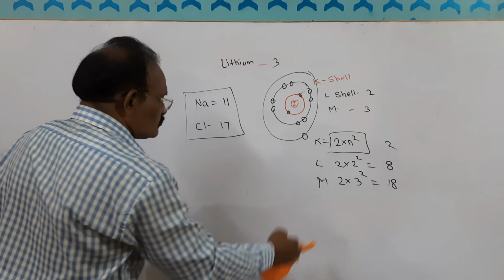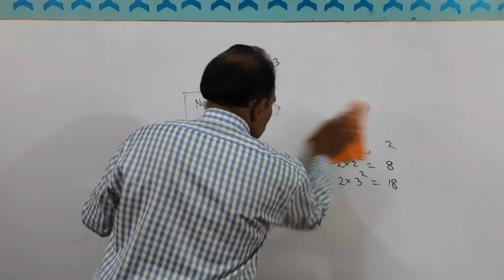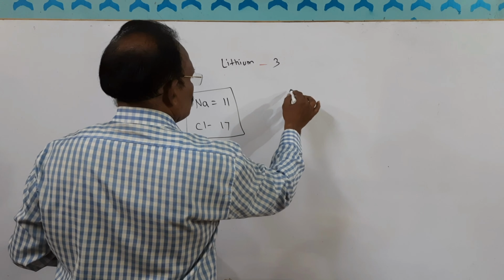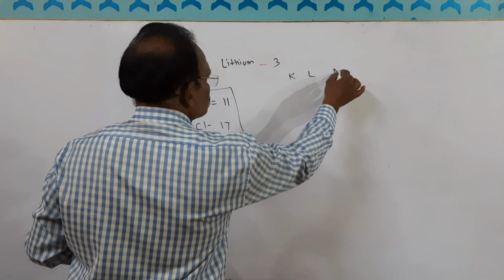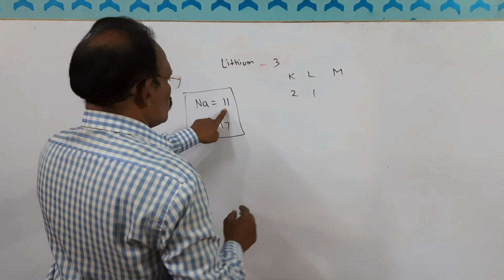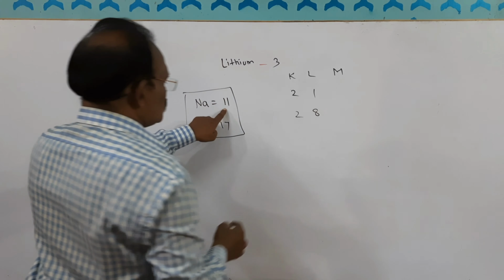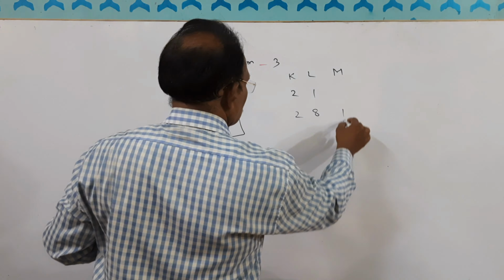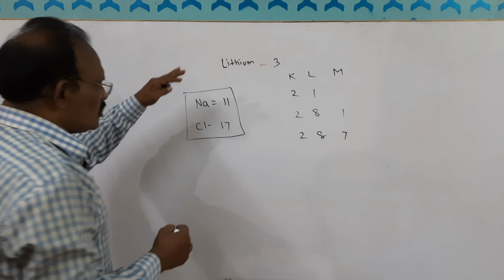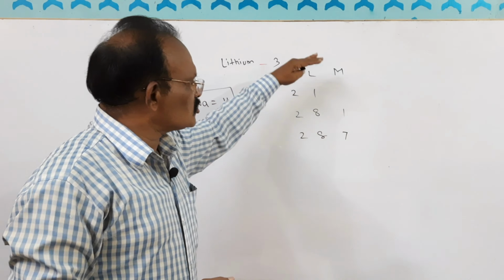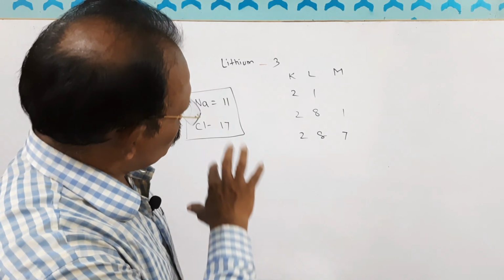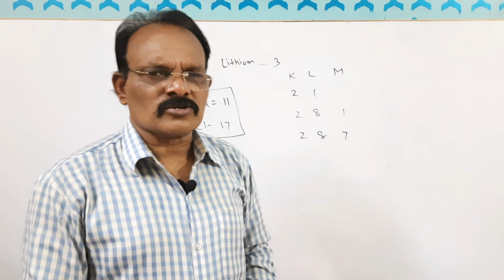For lithium, we can also write in some manner, for lithium in the K shell, L shell, M shell. So we have 2 in the K shell and 1 in the L shell. For sodium it is 2, 8, and what is left? 1. So M shell 1. For chlorine 2, 8, and 7, that makes 17. So like this also we can arrange in a tabular manner: K shell, L shell, M shell, N shell, isn't it? So this is how the electrons are arranged.